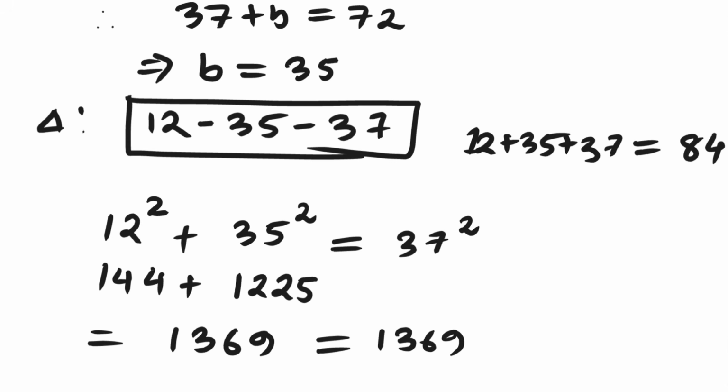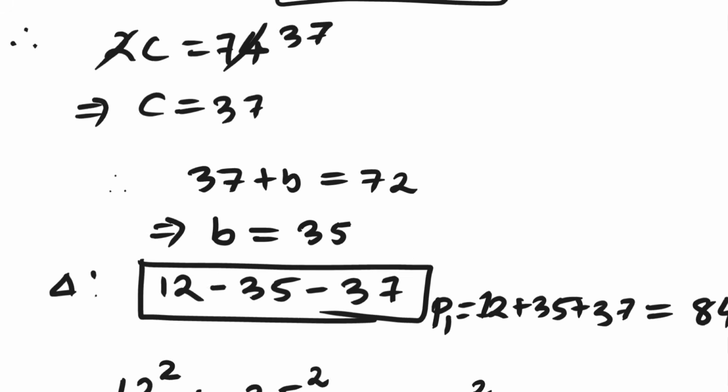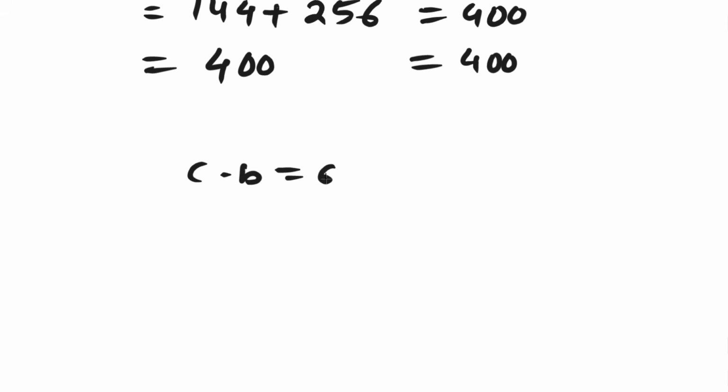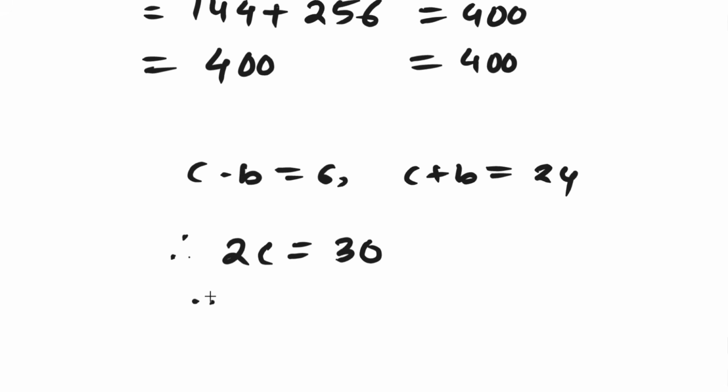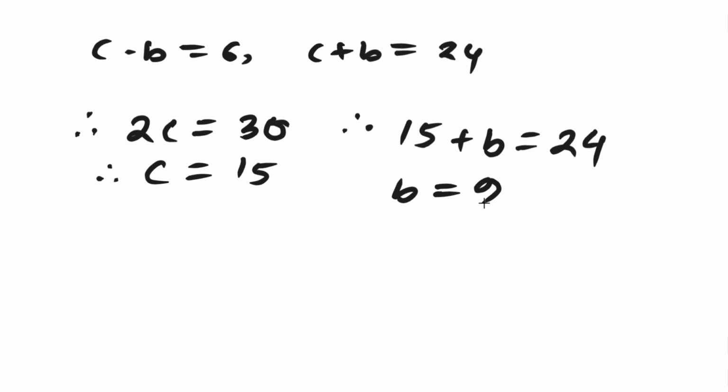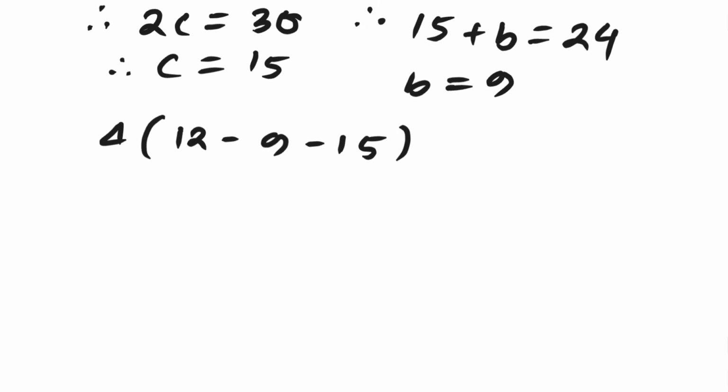Now let's continue. Suppose c minus b equals 6 and c plus b equals 24. Adding these equations gives 2c equals 30. Therefore, c equals 15. Substituting into c plus b equals 24 gives 15 plus b equals 24. Therefore, b equals 9. So another triangle is 12, 9, 15.